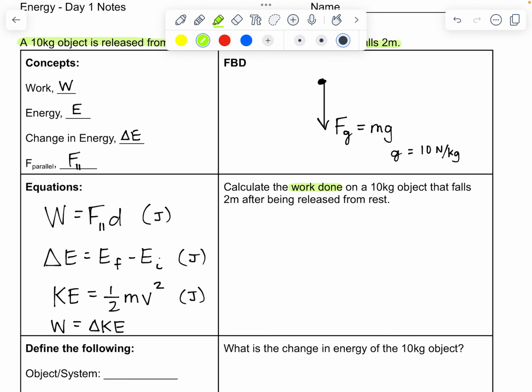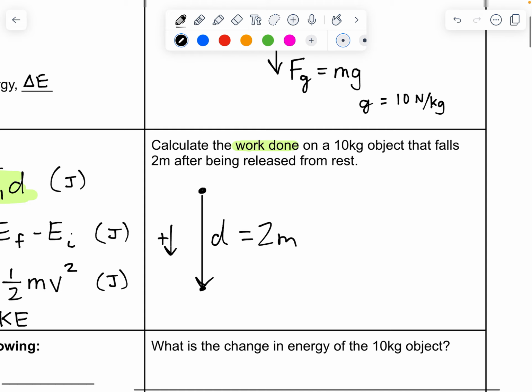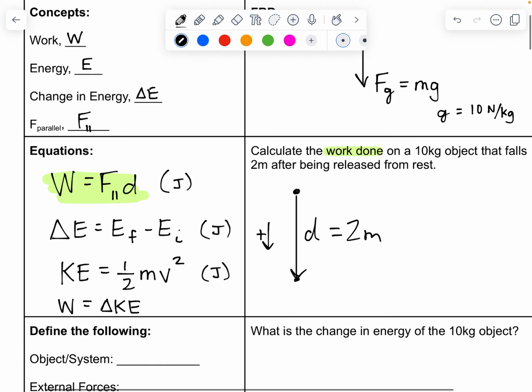Well, according to the physics definition, we need F parallel times D. So let's draw the situation. We've got this object, and then it's going to fall 2 meters. It's going to end up right here. So that's our displacement, 2 meters. Now, since we're moving downward, I would just go ahead and call downward the positive direction. So our displacement is positive 2 meters. Now, again, the formula is work equals F parallel times D.